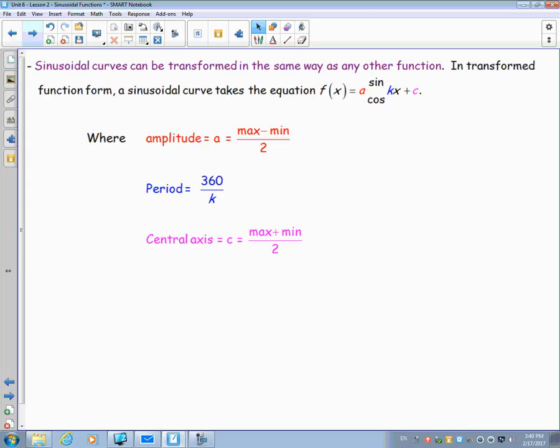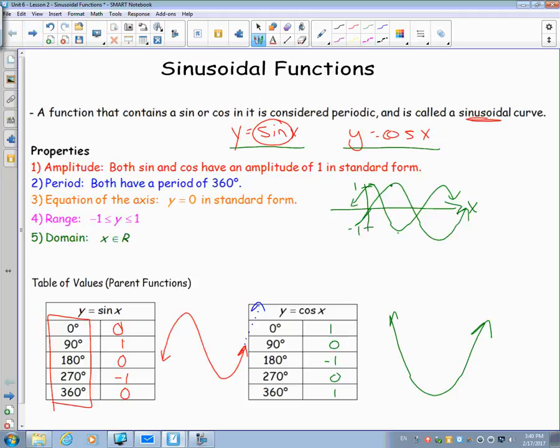So some common things we should remember. A, the number up front, is our vertical stretch or compress or reflect. But the nice thing is A also stands for amplitude. Whatever number is out there is your amplitude, which is why in standard form we have an amplitude of 1 because the number in front is a 1.